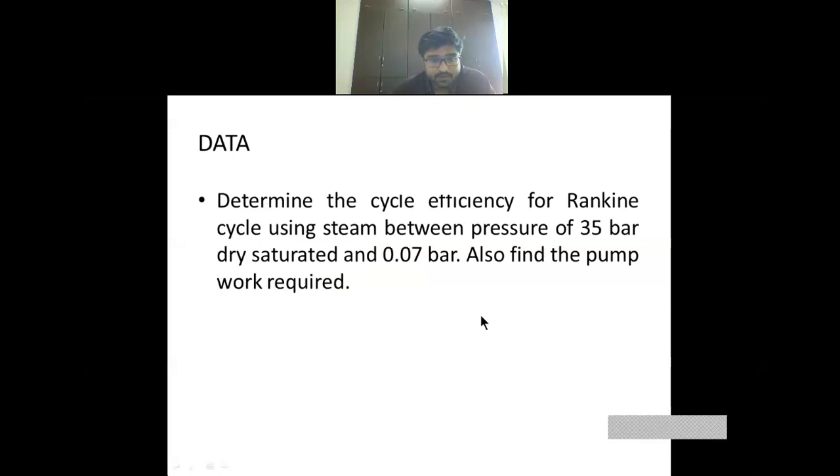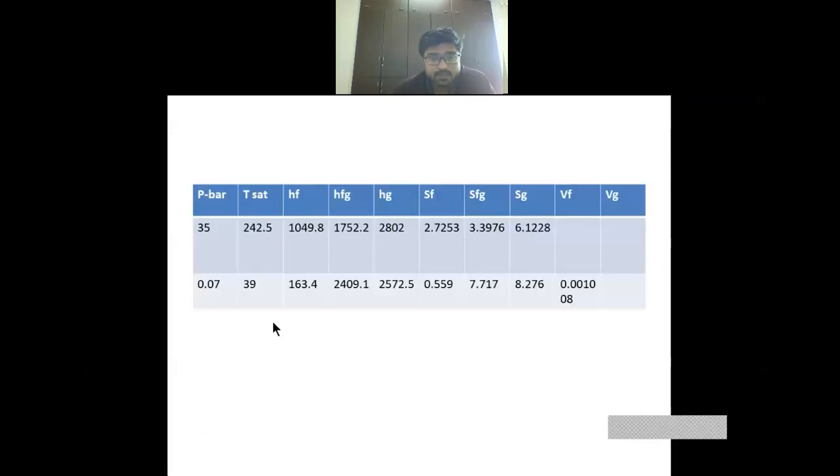Let us check from this table. Now here, which pressure is boiler pressure and which is condenser pressure? Obviously, the higher pressure would be boiler pressure, and the lower pressure would be condenser pressure. Here you can see that at boiler pressure, what was the equation for H2? It was written that H2 is equal to Hg at which pressure? Boiler pressure.